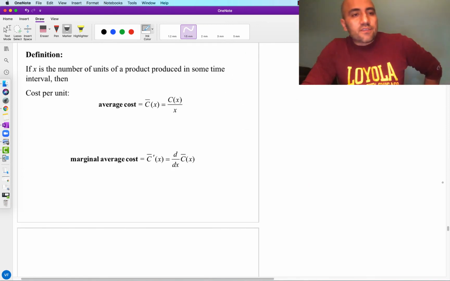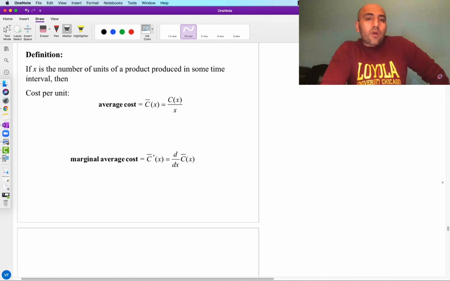Okay, more definitions. If X is the number of units of a product produced in some time interval, then the cost per unit, the average cost, is equal to this little formula. What we do is we take the cost function, C of X, and divide it by X number of units.